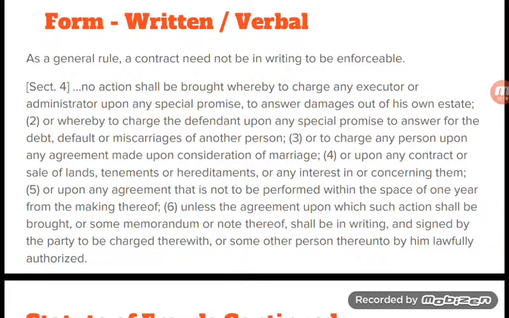Some of this is old law, such as an agreement for marriage needing to be in writing. Another big one is any contract for the sale of land, tenements, hereditaments, or interest concerning them needs to be in writing.